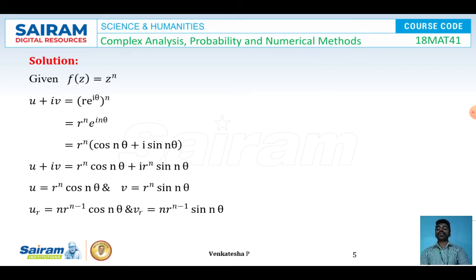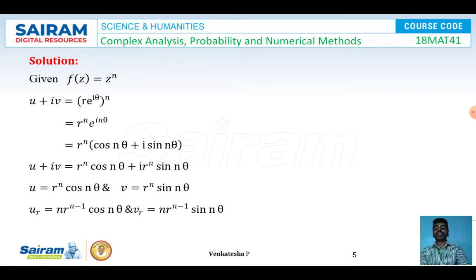So differentiating u with respect to r partially, I'll be getting ∂u/∂r: r^n will become n r^(n-1), keeping cos nθ as it is. Similarly, ∂v/∂r, keeping sin nθ as it is, r^n will become n r^(n-1). So I got u_r is equal to n r^(n-1) cos nθ and v_r is equal to n r^(n-1) sin nθ.